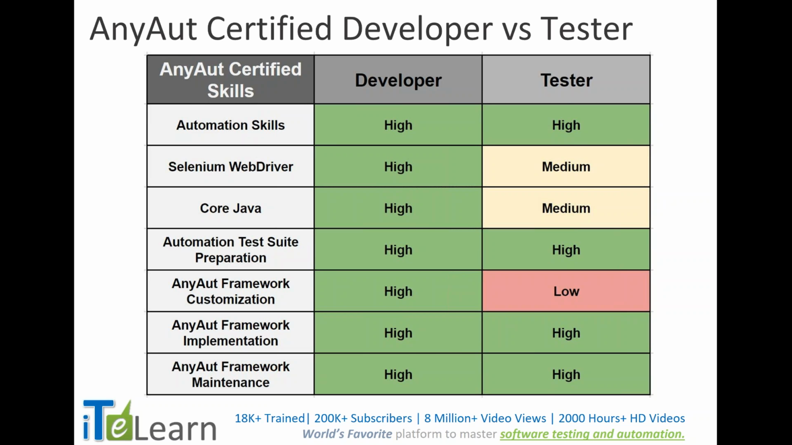So the thing is, if someone becomes an ACT, which is an AnyAut Certified Tester today, it does not mean that they cannot become a developer. ACT is level 1, ACD will become level 2. So you go from one level to the other. You just need to start practicing, working more on that, and once you go through the certifications, we will certify you on them.